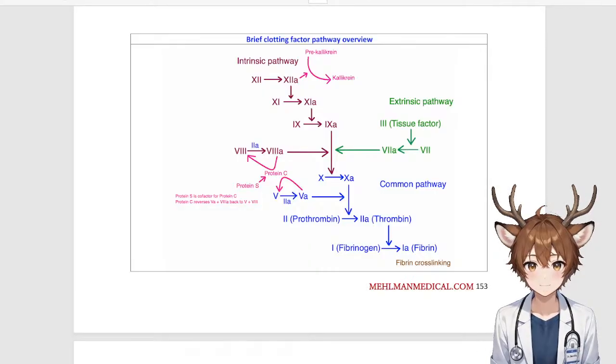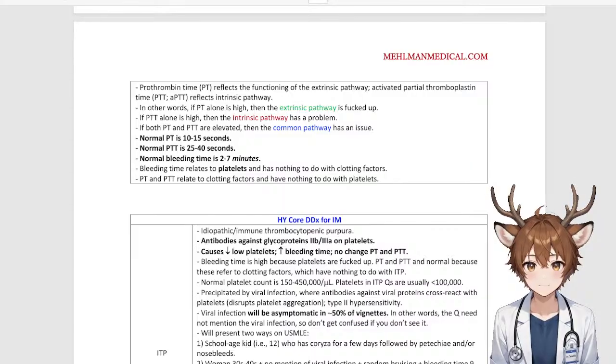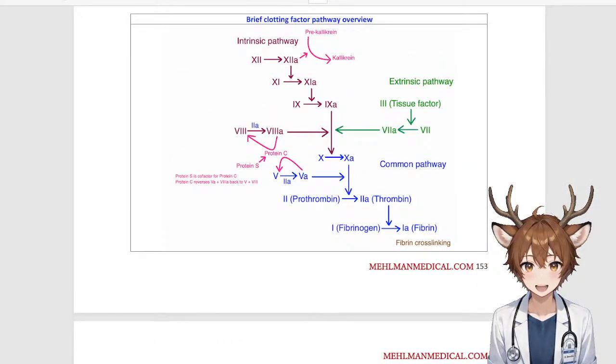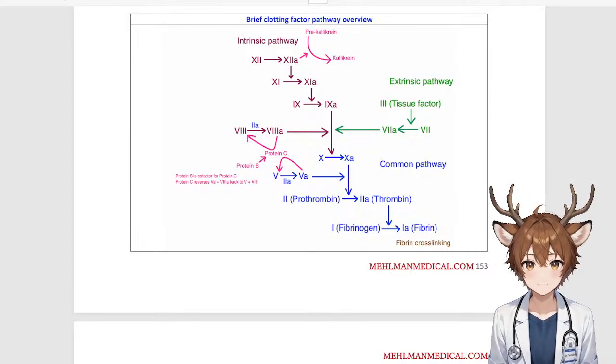Anyway, what else do they have in here? Protein C and protein S act on factors 5A and 8A, I guess.